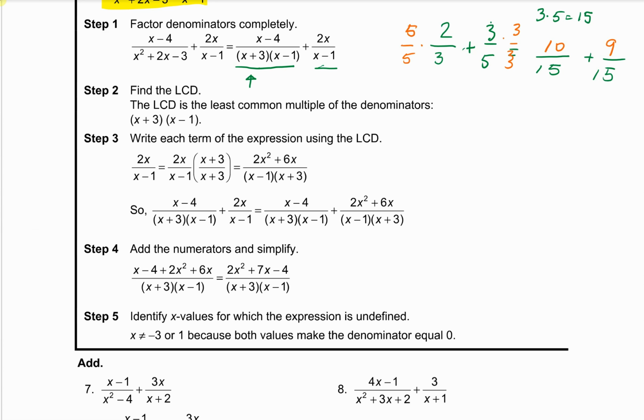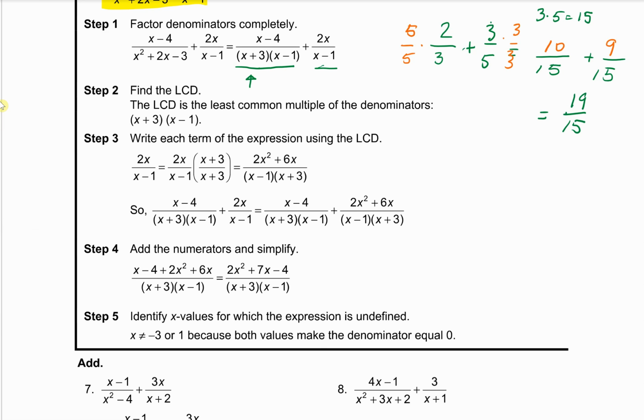And that's going to give me a total of 10 plus 9 is 19 fifteenths as my answer. The process is going to be the same when we're dealing with these expressions. The easiest way is to put them together.